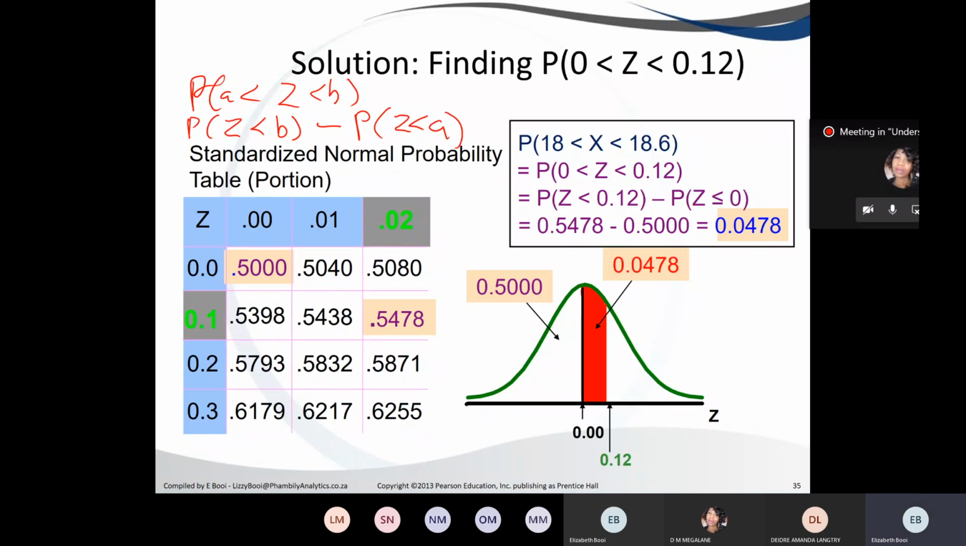So when we go to the table and first find the value of Z less than 0.12, we go and find it, 0.1 and 2, and that is the probability 0.5478. And we go find the probability of Z is 0.00, which is 0.00 at the top, which is 5.